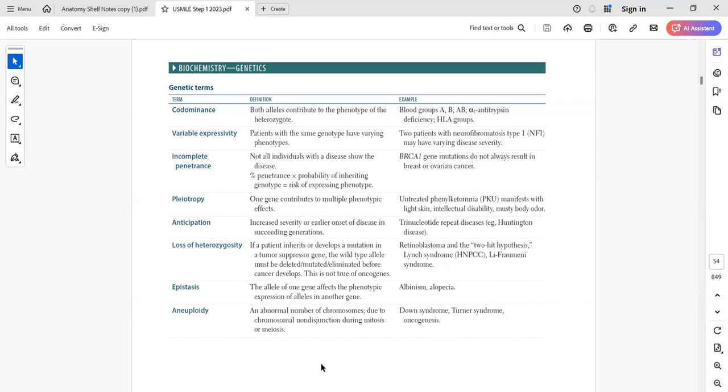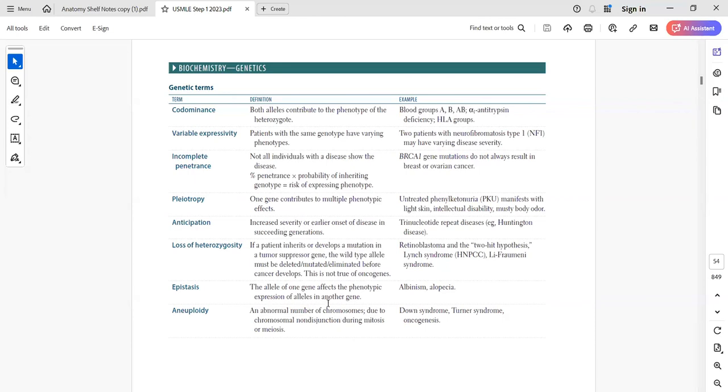Loss of heterozygosity would be when the patient develops a mutation in a tumor suppressor gene, right? So any wild type allele should be deleted or mutated before the cancer develops. For instance, in retinoblastoma, we have the two-hit hypothesis, and the two-hit hypothesis also applies in Lynch syndrome and Li-Fraumeni syndrome. So there are two genes, a tumor suppressor gene and an oncogenic gene. If there is a mutation in a tumor suppressor gene, then the other gene takes over, which is not a good gene, it's a bad gene.